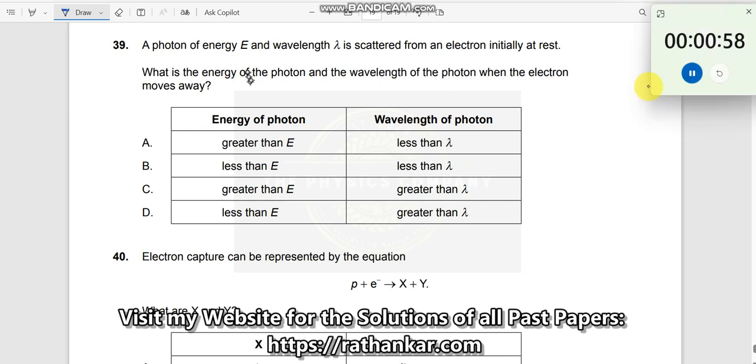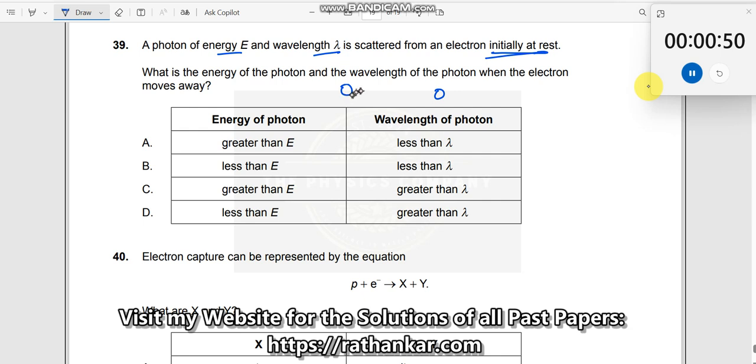Question number 39. A photon of energy E and wavelength λ is scattered from an electron initially at rest, which means what? The electron is initially at rest. You have a photon. Photons are always moving with the velocity of light, and it also has an energy. What is the energy?